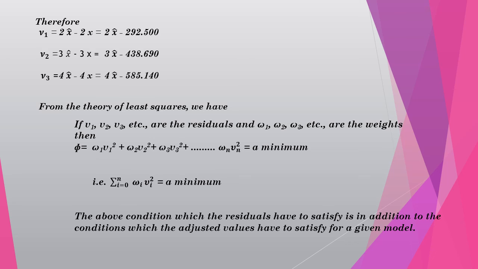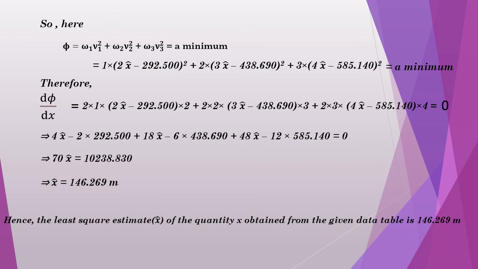As in the question we have three observations, here phi equals omega 1 V1 squared plus omega 2 V2 squared plus omega 3 V3 squared, which must be minimum. Substituting the values of the respective omega and V, we get 1 into (2x cap minus 292.500) whole squared, plus 2 into (3x cap minus 438.690) whole squared, plus 3 into (4x cap minus 585.140) whole squared, which must be minimum.